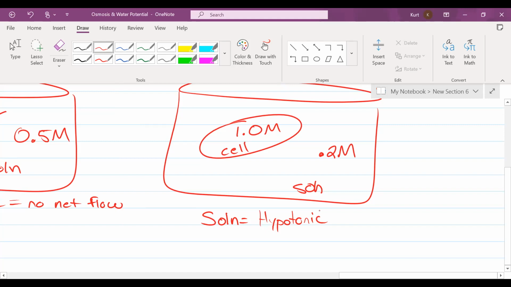Which way is water going to flow if the cell has way more solute than the solution does? Not getting it. Water diffuses towards the region with more solute. What number is more, 1.0 or 0.2? 1.0. Which way is water going to diffuse? In. If water diffuses into the cell, what's going to happen to the cell? It's going to get all swollen, hypo like a hippo. The cell is hypertonic.